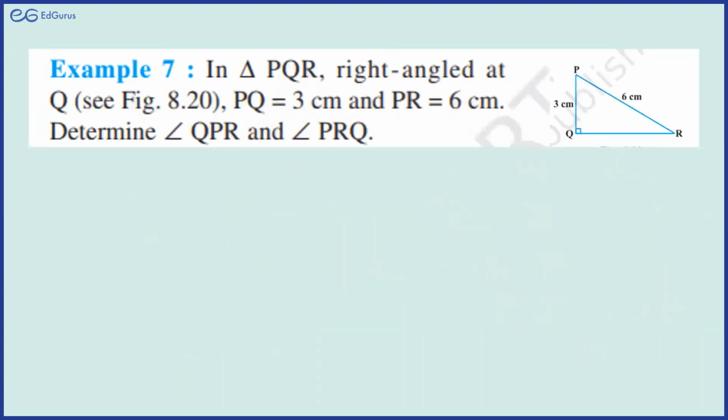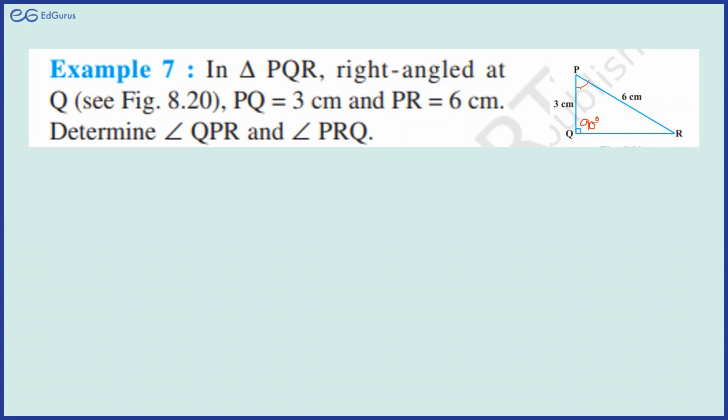In triangle PQR, right angled at Q, so we have a right angle here, 90 degrees. PQ is 3, PR is 6. Determine angle QPR. Now again, two sides are given and they are asking us to find the angle, not just some trigonometric ratio of angle P. They're asking us to find the angle QPR.